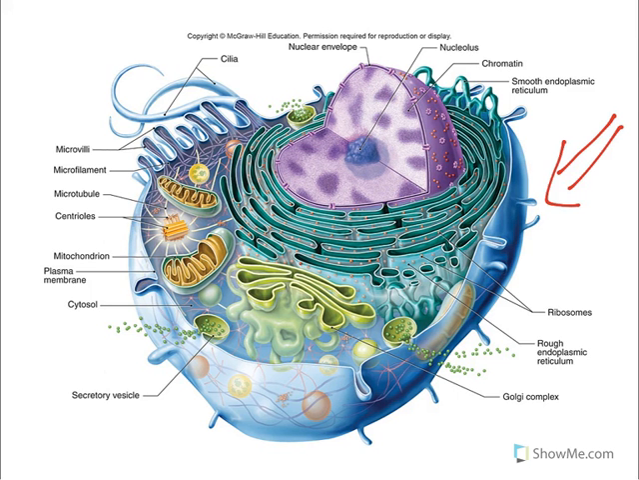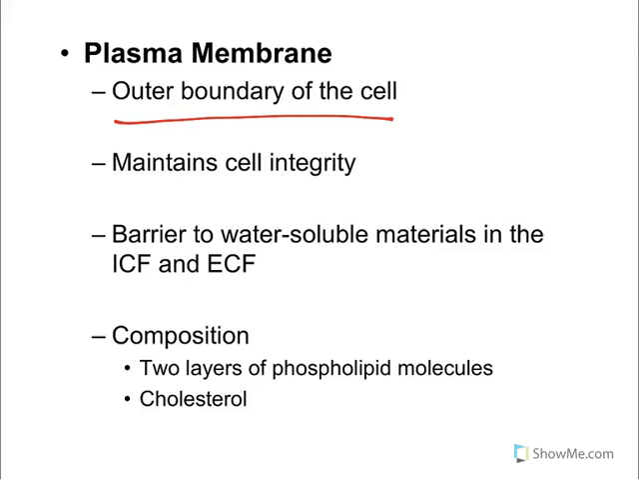So if we go back to that picture, right, let's see, do they have it labeled? Oh, they do. There's the plasma membrane, right? So this whole structure here, this whole sac, essentially, that the cell is in, that is your plasma membrane. So it's going to maintain the integrity of the cell, meaning it's going to keep it together. And this is going to be a barrier.